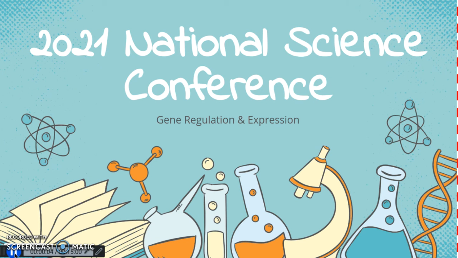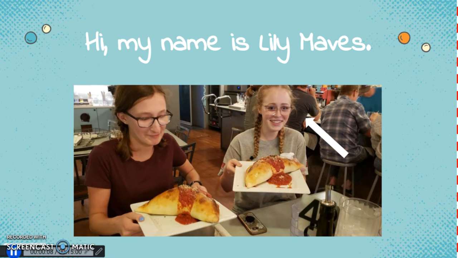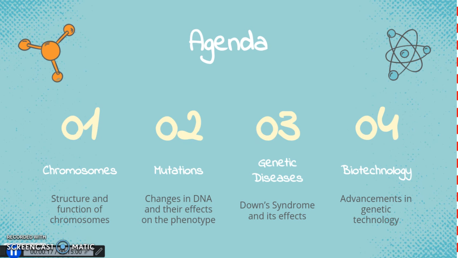Today we'll be going over gene regulation and expression. I will be your proctor. My name is Lily Mapes, and I am an 11th grader at Mountain Range High School in Mr. Davis's Period 1 of AP Biology. Our agenda for today includes chromosomes, mutations, genetic diseases, and biotechnology.